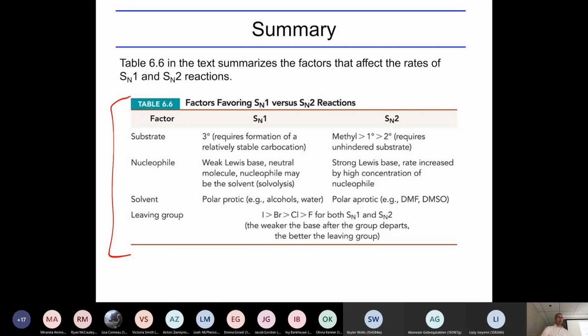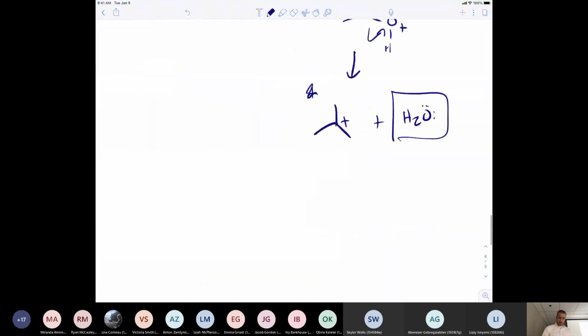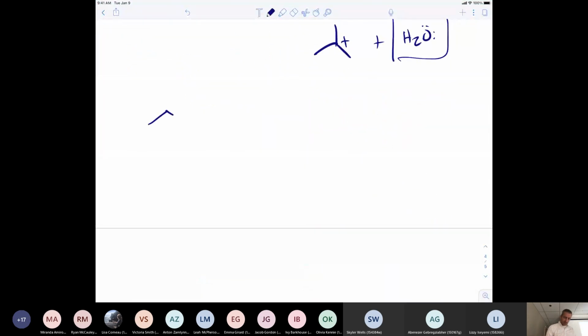Leaving group, actually, the leaving group falls off in the rate determining step for both SN1 and SN2. So a good leaving group speeds them both up. A bad leaving group slows them both down. Okay. So when would a good and bad leaving group even matter? Well, let's say you have a reaction where you have a molecule that looks like this.